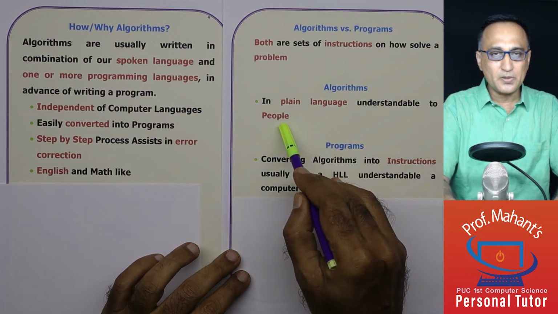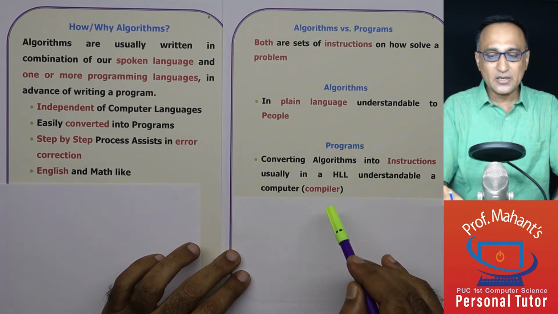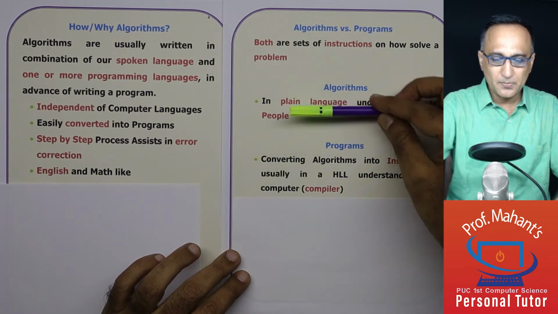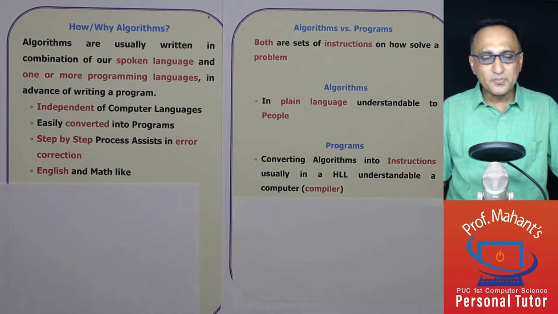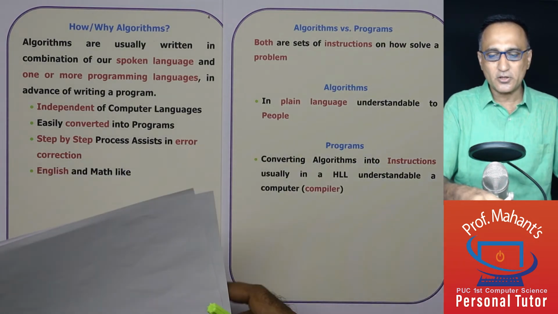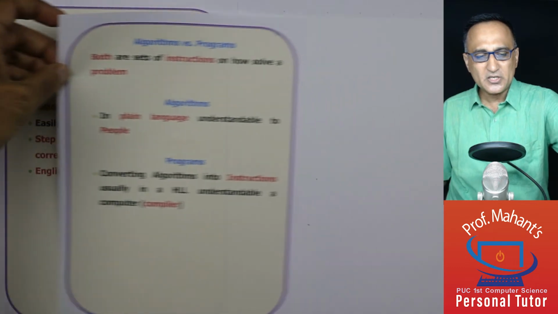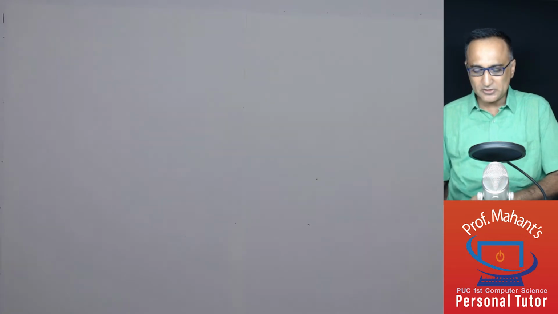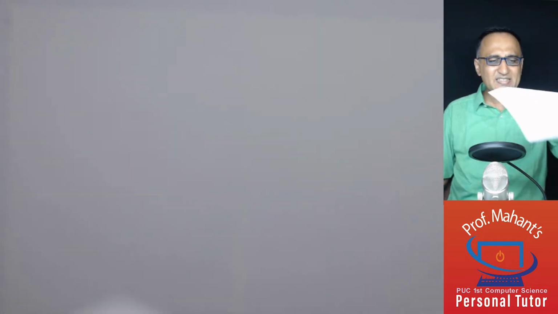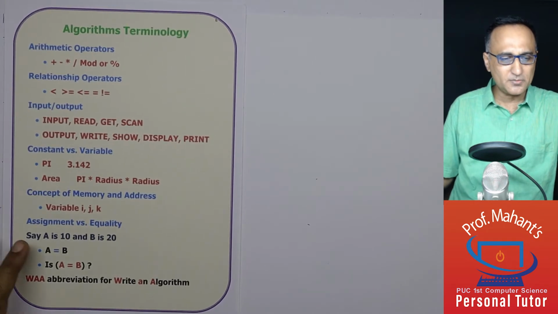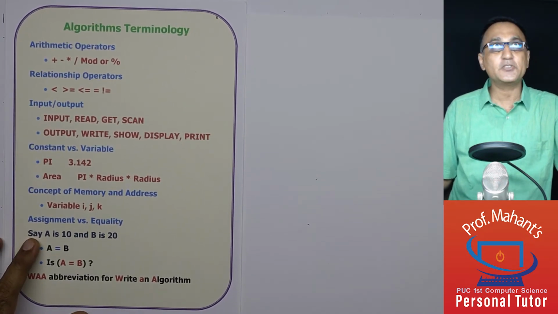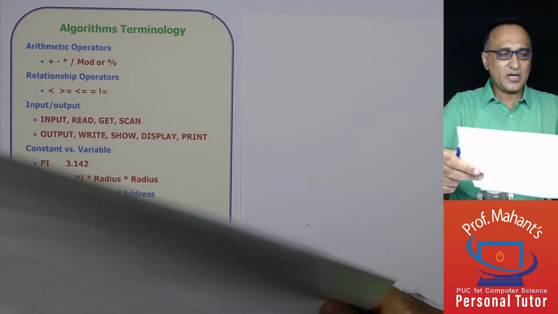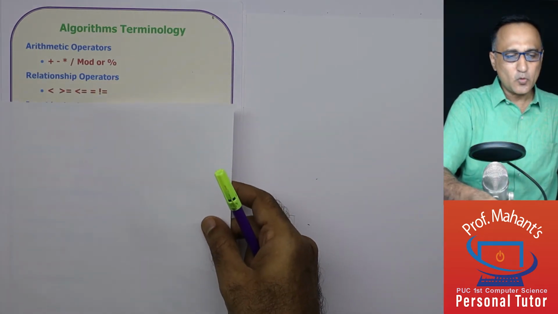Algorithms should be understandable to people. Programs should be understandable to the compiler or the computer you are going to run the code on. So algorithms are for people, programs are for computers. I hope this clarifies your fundamental questions about algorithms. Now we shall take a look at the different terminology used in writing algorithms. Just as maths has different symbols and terminology, algorithms too have different symbols and terminology. So in this session we'll take a look at different terminology associated with algorithms. Let's go through one at a time.